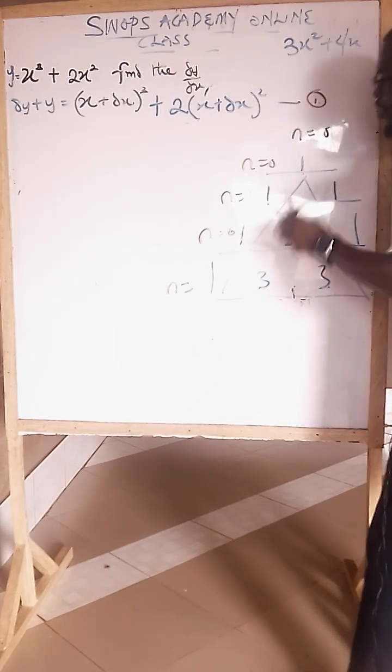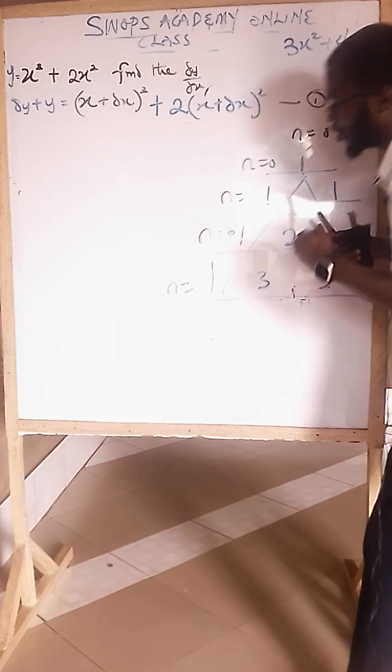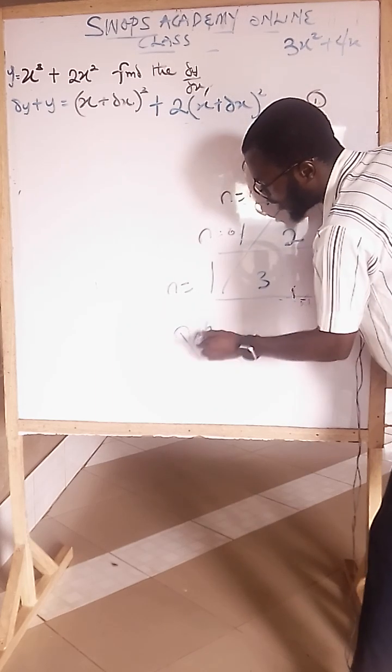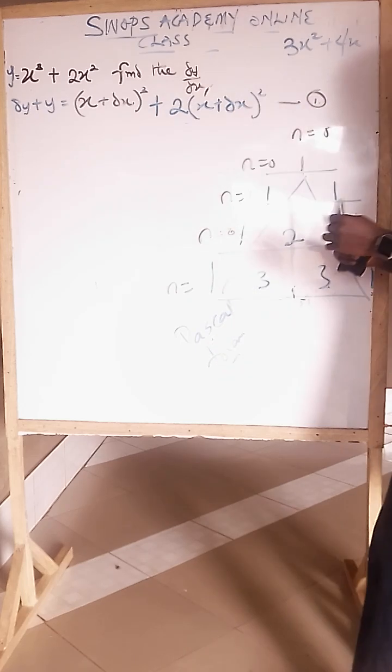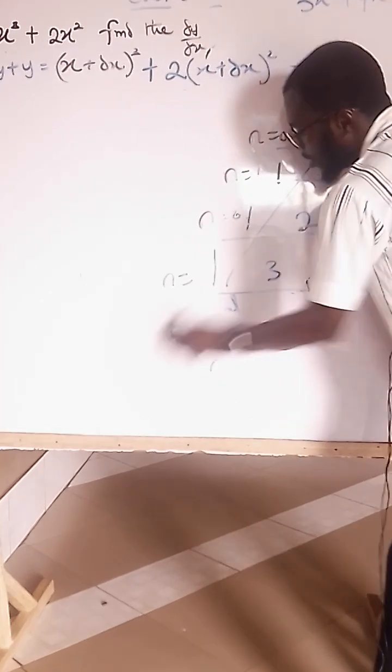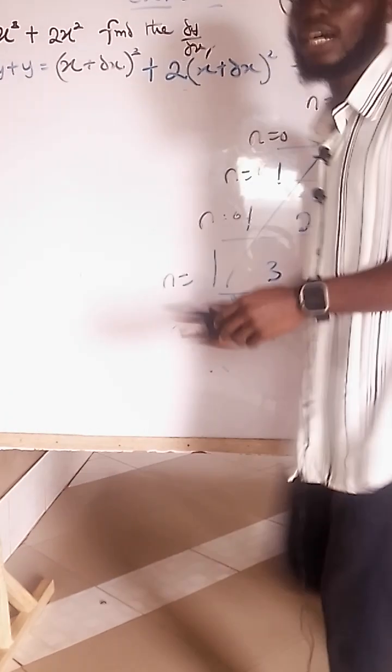We call this particular diagram, or illustration, we call it what? Pascal triangle. Oh, my marker is not my favorite. Pascal triangle. Are we together? Now note.